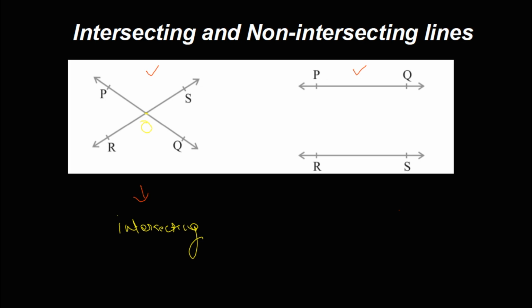Similarly, when two lines do not intersect, they can be in a position where we call them parallel lines or non-intersecting lines. We can also call them non-intersecting lines.